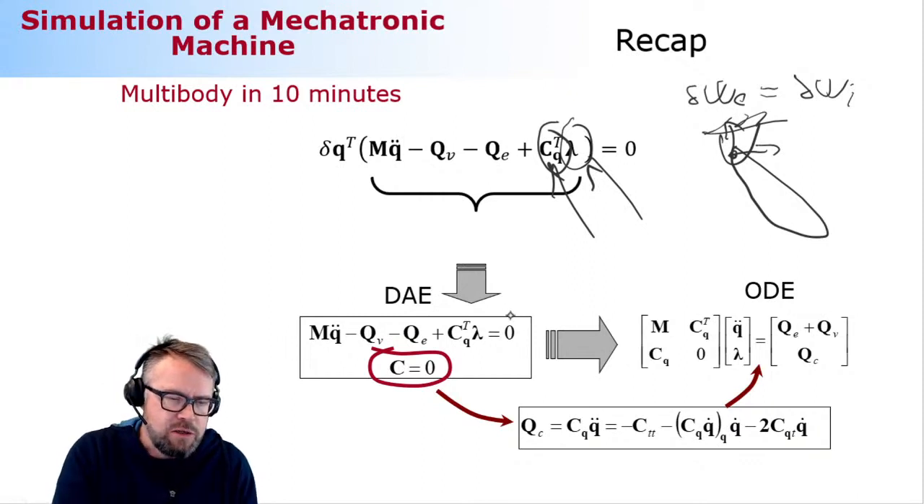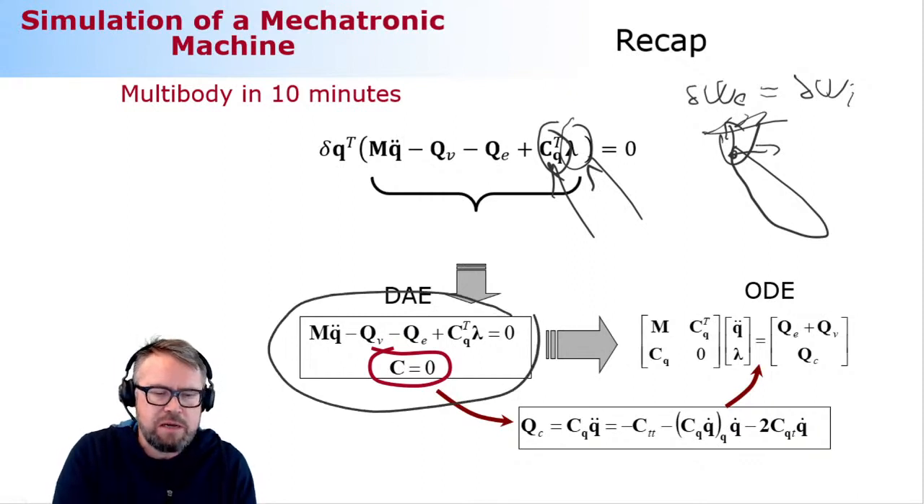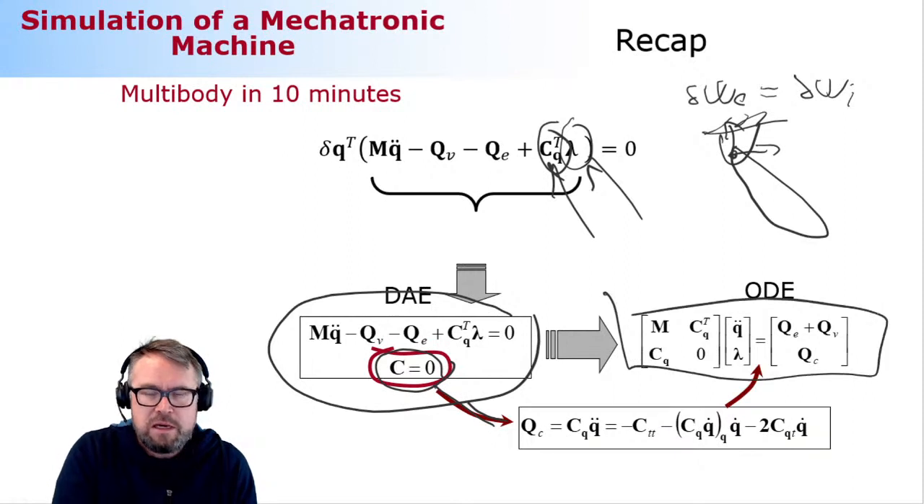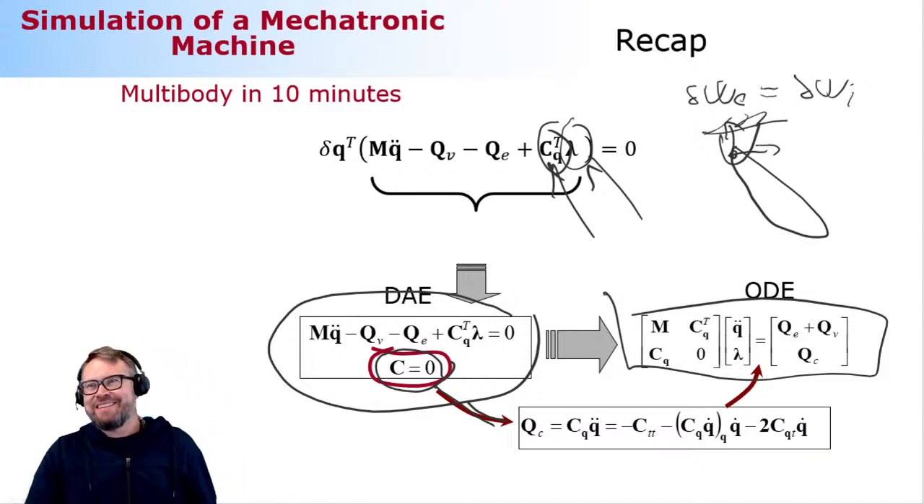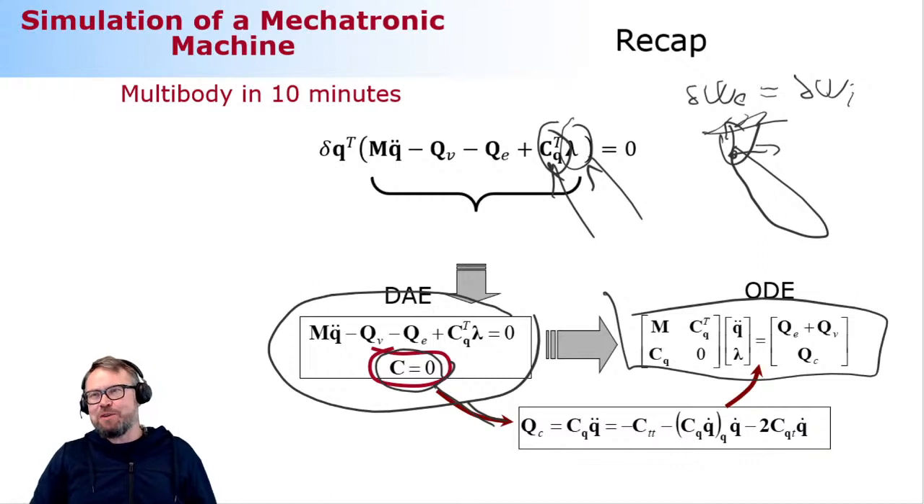All right. So you eventually get this set of differential algebraic equations. You take your constraint and differentiate it twice with respect to time. You are able to convert that to a set of ordinary differential equations. Done. It wasn't 10 minutes, but it was multibody system dynamics in 9 minutes.